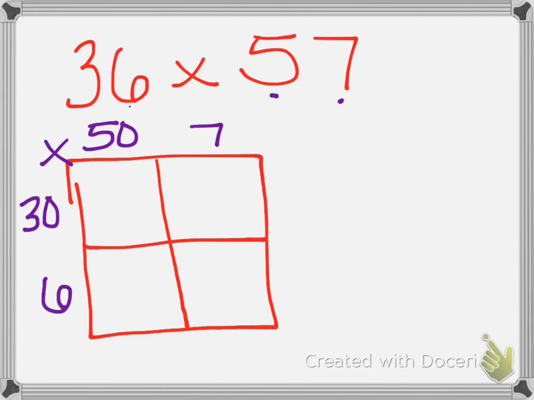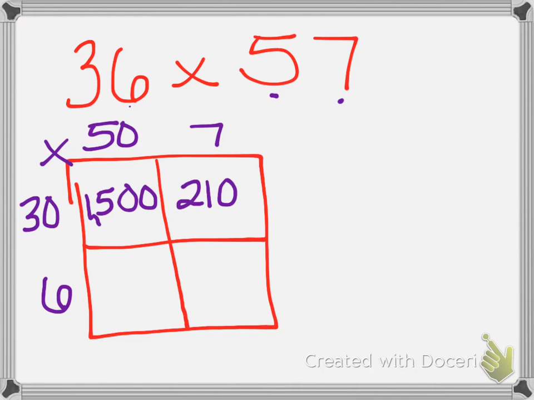So I start with 30 times 50. And I know 3 times 5, my basic fact, is 15. How many zeros do you see with 50 and 30? I see 2. Then move over to 30 times 7. I know 3 times 7 is 21. And then how many zeros are there with 30 and 7? I see 1. Move down to 6 times 50.